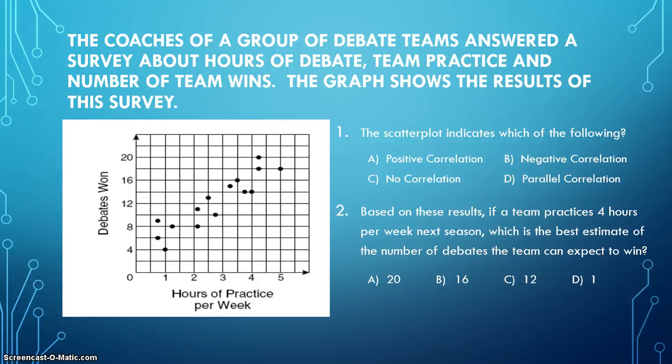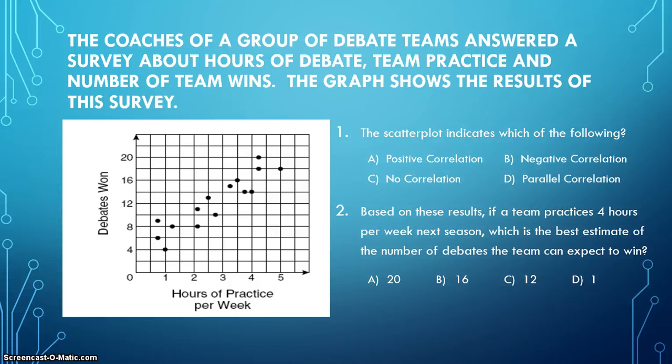Now we have 2 problems. A scatter plot indicates which of the following. And number 2, based on these results, if a team practices 4 hours per week next season, which is the best estimate of the number of debates the team can expect to win?